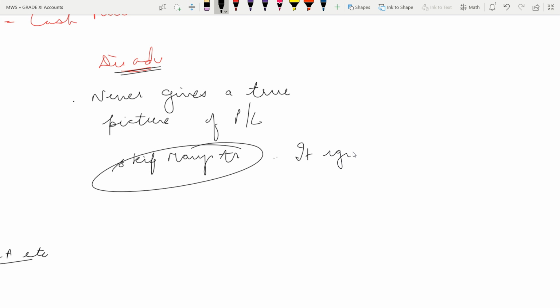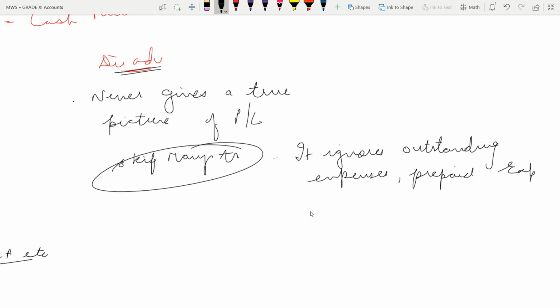It ignores outstanding expenses, and we can say one more type of expenses, prepaid expenses, and we have the incomes now, advance income, and accrued income.